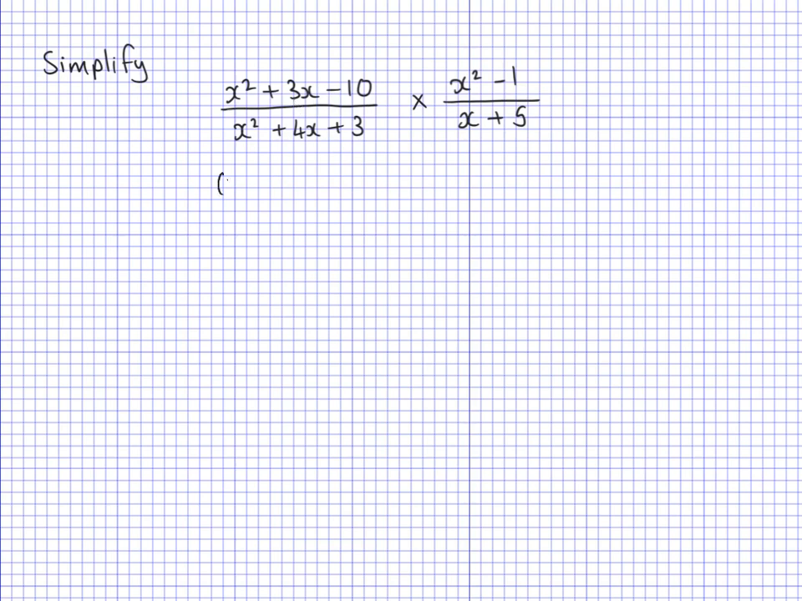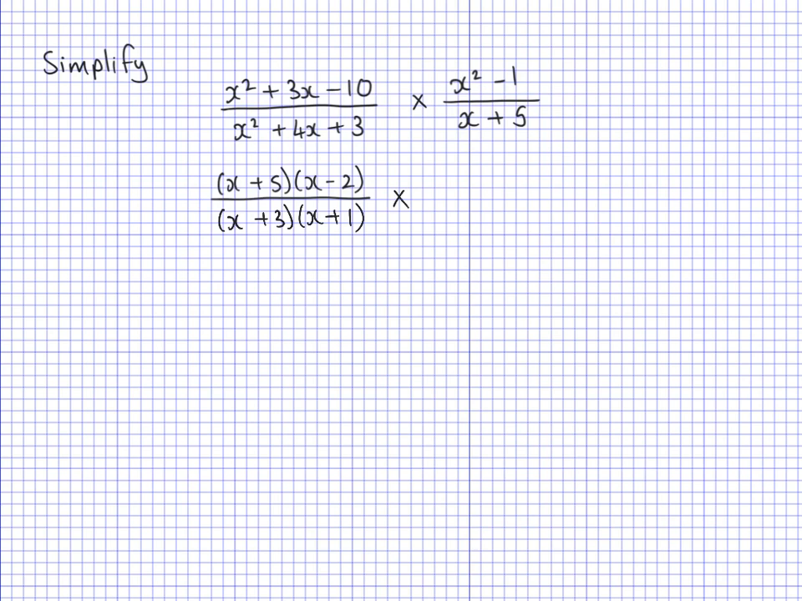So I can say this is going to be x plus 5 in a bracket and x take away 2. And at the bottom, if I factorize this bit here, x squared plus 4x plus 3. So multiplication has to be 3, and when I add them, it will be 4. So that will be 3 and 1. So positive 3 and positive 1. So I would have x plus 3 and x plus 1.